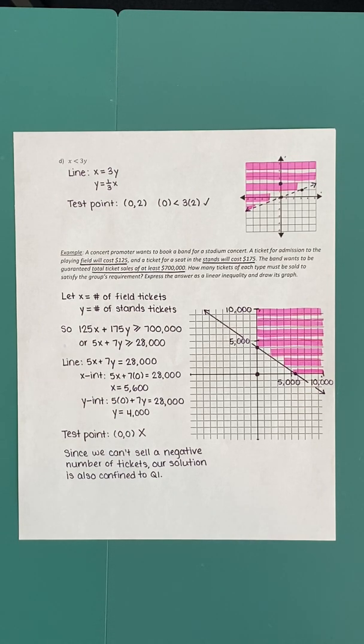So at 750, so at 800, we just have to make at minimum $700,000 in sales. So our question is, how many tickets of each type must be sold to satisfy the group's requirement? We want to express the answer as a linear inequality and draw its graph.